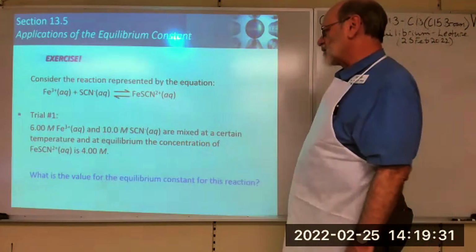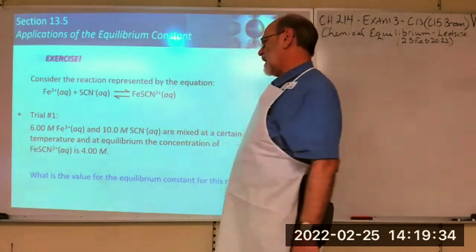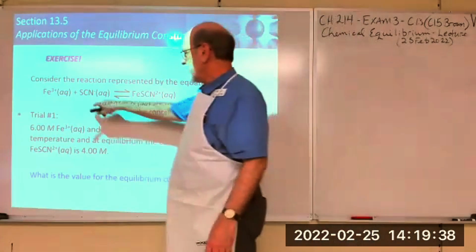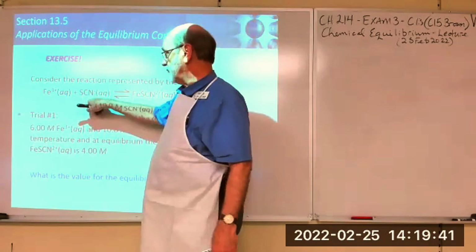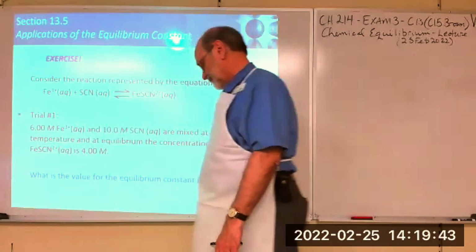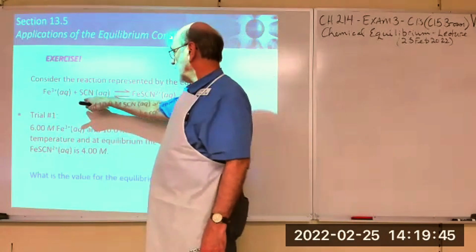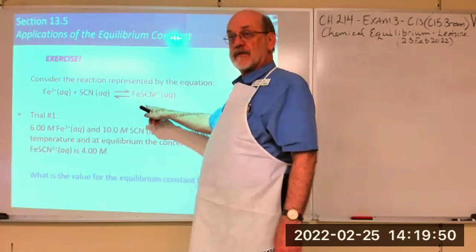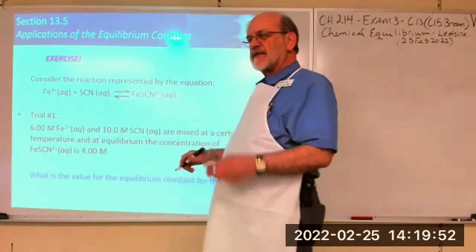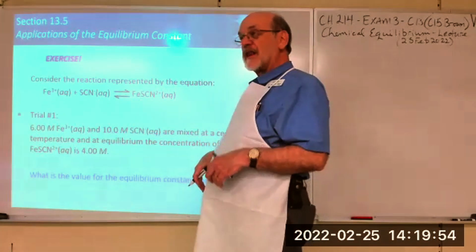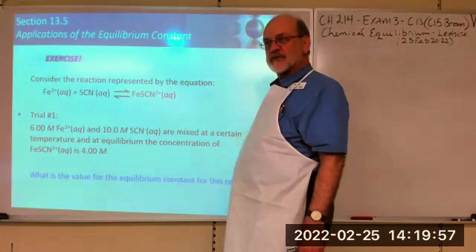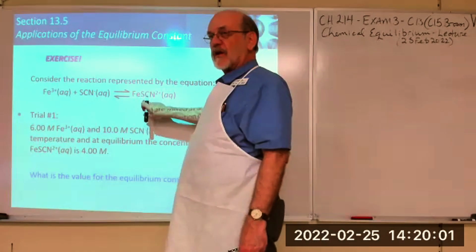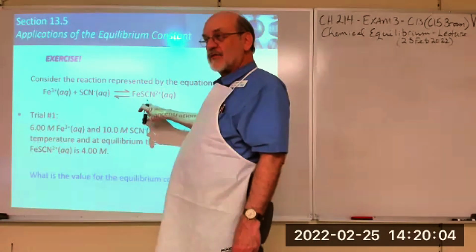So let's see, we've got a reaction here where we have iron 3+ ion in solution and thiocyanate polyatomic ion reacting to form this species. You're going to do that one in the lab next week. It's more qualitative than anything, making observations. This turns out to be a brick red color, so it's easy to detect whether it's there or not.